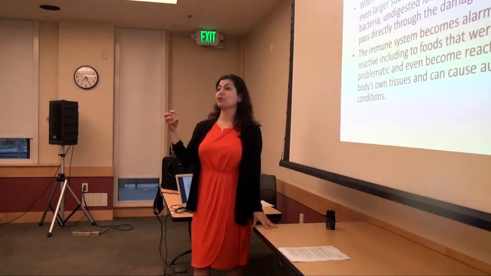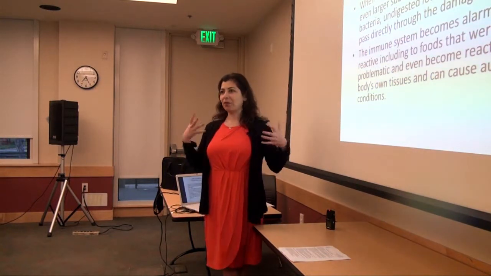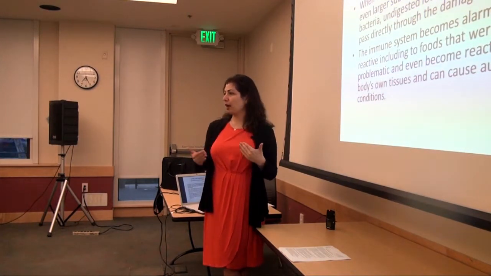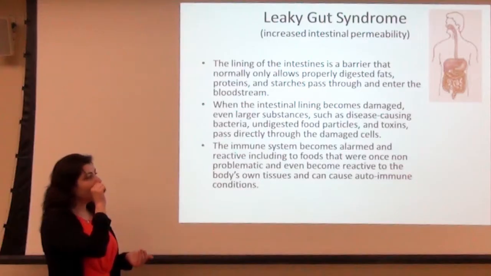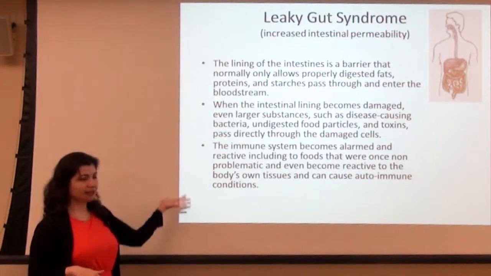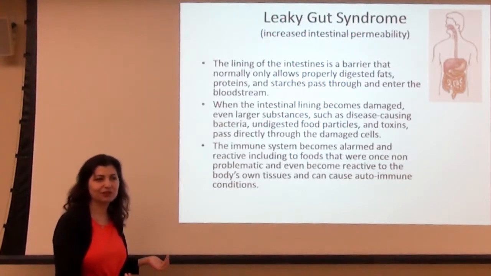And it's almost like it starts to attack it like it's foreign. And when that happens, your immune system's hyperactive. And it's the same thing with allergies. Allergies are hyperactive immunity. So the first place to calm the immune system down is to address the leaky gut. That way your immune system has one less thing it has to do.